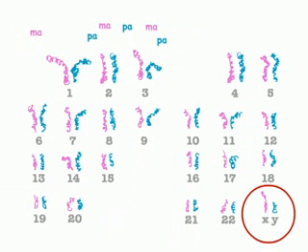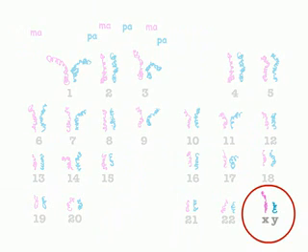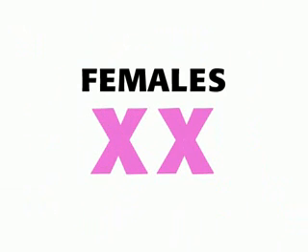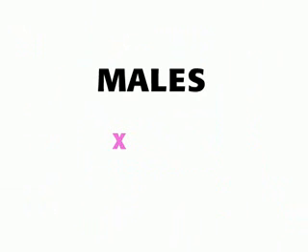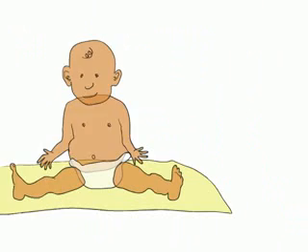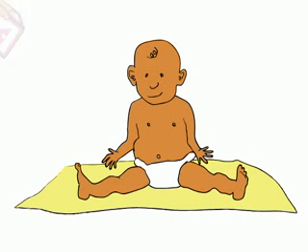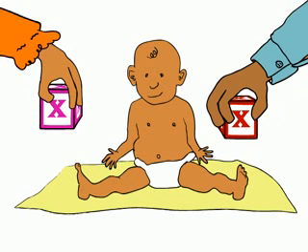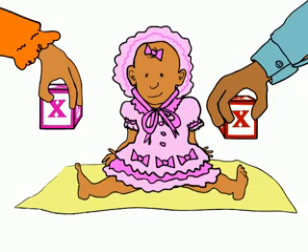The X and Y chromosomes, however, are special. Usually, females have 2 X chromosomes, while males have an X and a Y. You get 1 of your X chromosomes from your mother. Whether you get your father's X chromosome or his Y chromosome determines your sex.